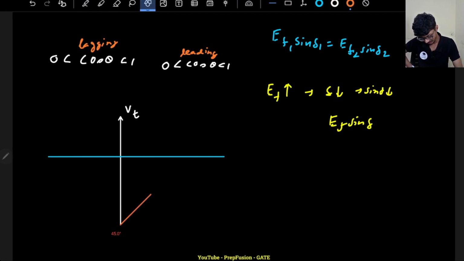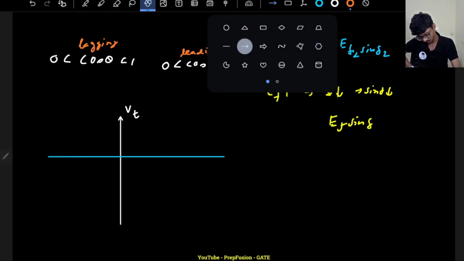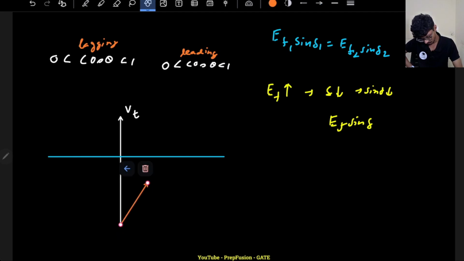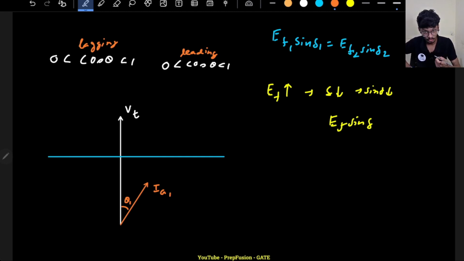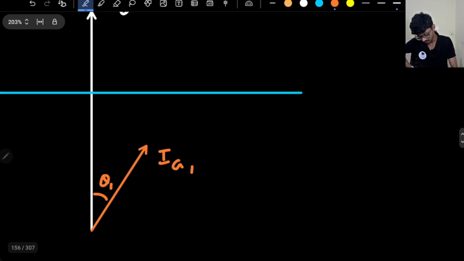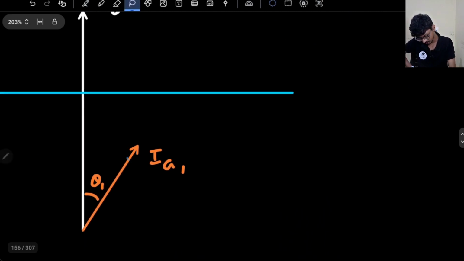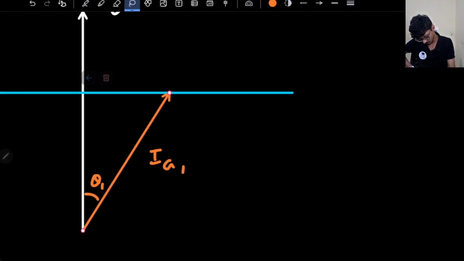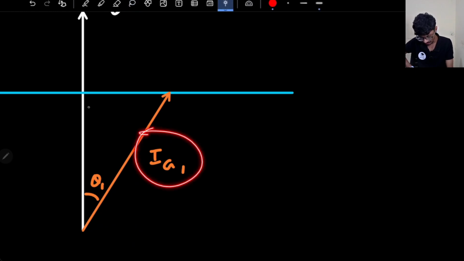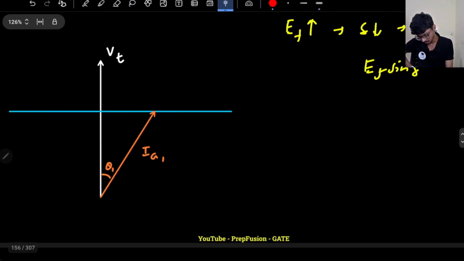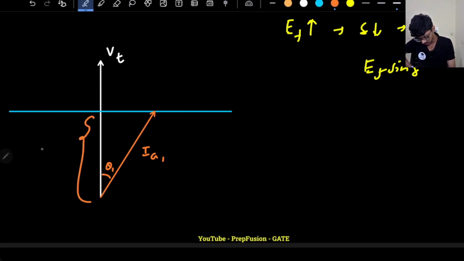Okay, so let's say this is my IA, and this is my theta. Theta 1, IA 1. What needs to be constant? IA cos theta needs to be constant. If I draw the projection of IA along the VT, along the V, that will be constant. So this length is basically IA cos theta.